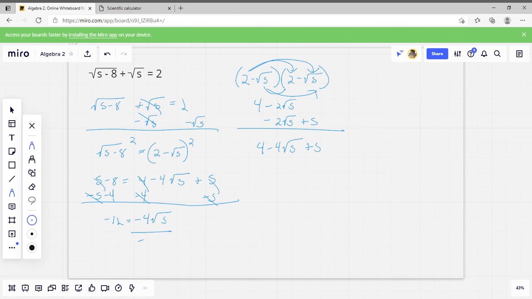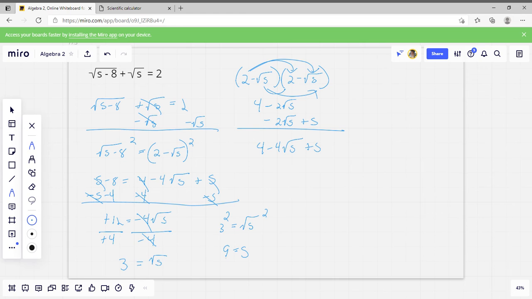Now we divide by negative 4 to isolate the square root of s there. We're going to get square root of s equals, those negatives cancel each other out. 3 times 4 is 12, 3. So we're going to say 3 equals the square root of s. Then we square that and that, and we get 9 equals s.